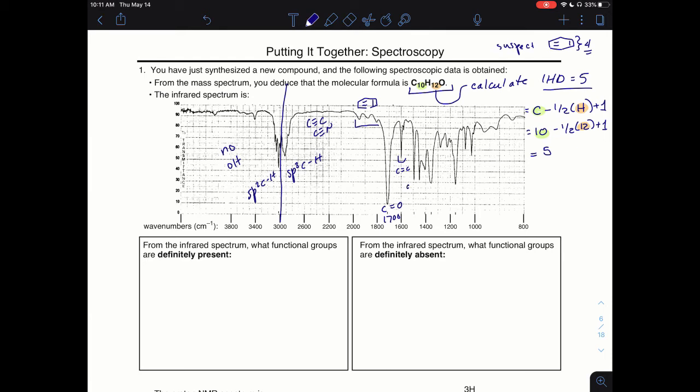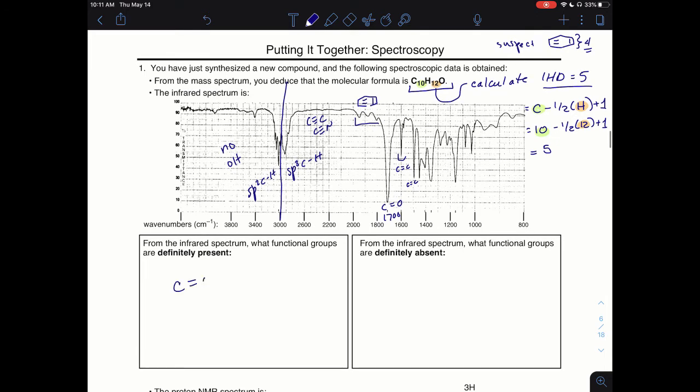Probably just this one. Okay. So from the IR spectrum, what functional groups are definitely present? Well, a carbonyl and an alkene for sure. What functional groups are definitely absent? I don't see a hydroxyl. I don't see any triple bonds.